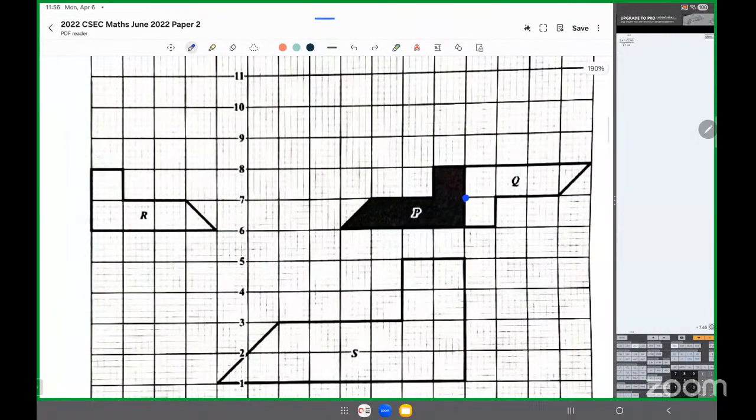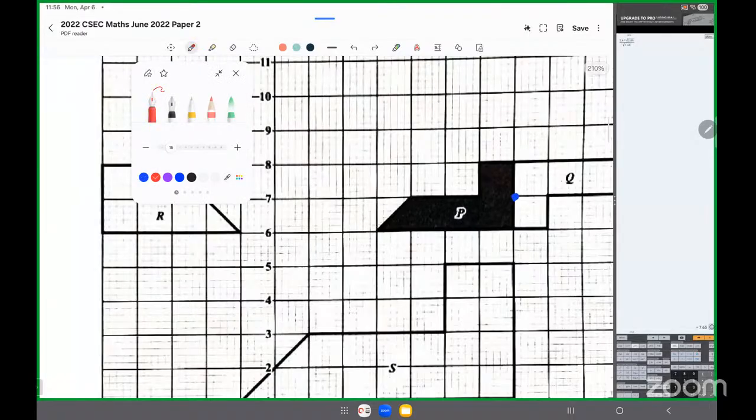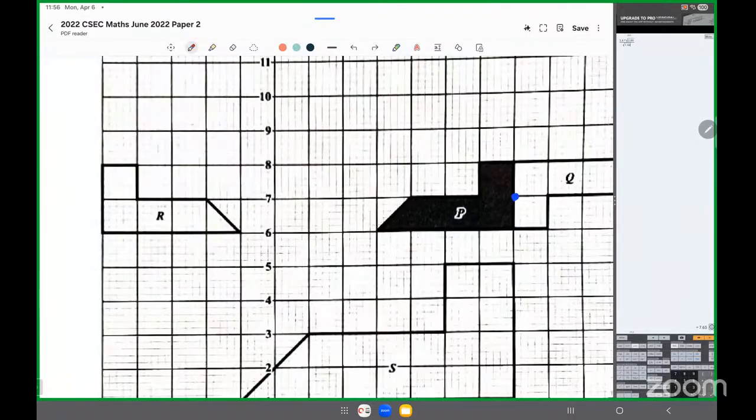So I know it's a reflection in a line. It's not a translation, because in a translation the image and the object look exactly the same. It's not an enlargement. Is it a rotation? It could be a rotation, or it could be a reflection. To make the distinction between a rotation and a reflection, you check the orientation. If the orientation is reversed, then you have a reflection.